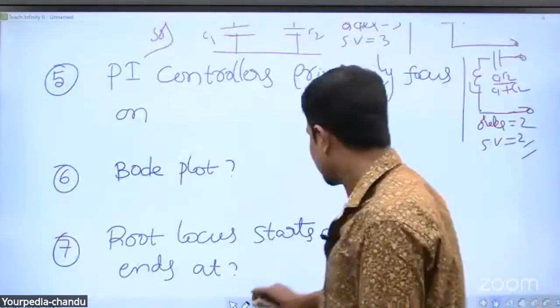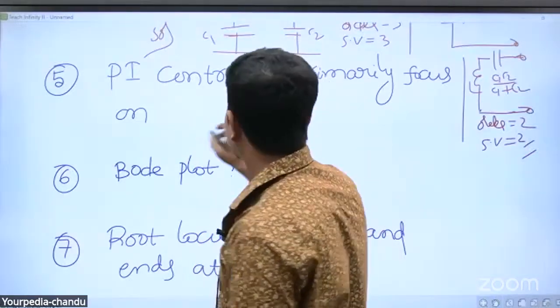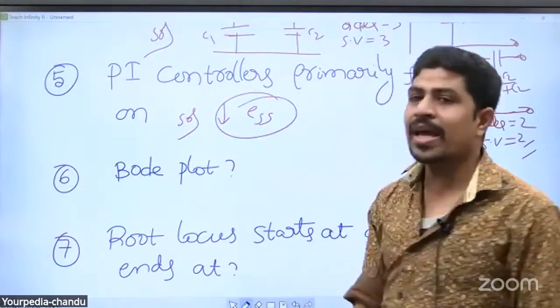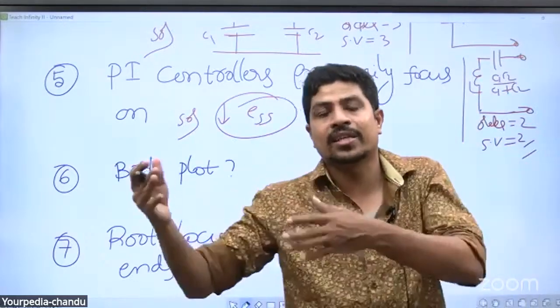Next, this is the easiest question. PI controllers primarily focus on reducing steady state error. A PI controller is nowhere related to the transient response.